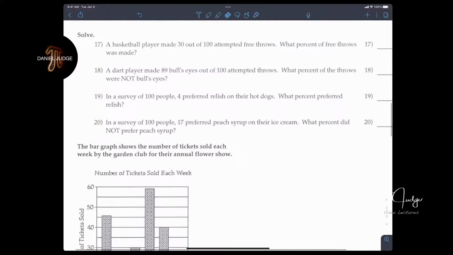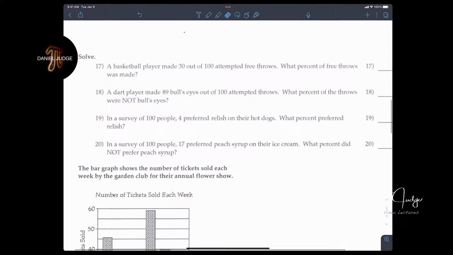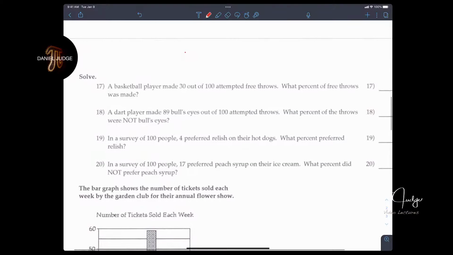And let's read what this says. It says, a basketball player made 30 out of 100 attempted free throws. That's a ratio, 30 out of 100. And you guys know every ratio is written as a fraction. We can say 30 to 100, and that's fine. That's 30 completions to 100 attempted free throws. They want to know what percent of free throws were made.